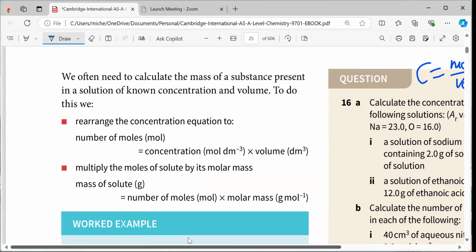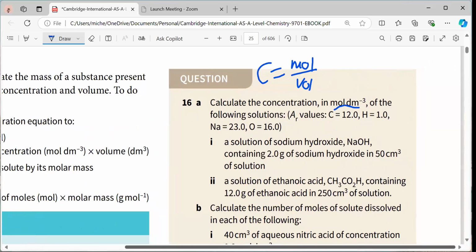So what's the concentration? First of all, we need to find the Mr first, the molar mass. So Mr of NaOH. Sodium is 23, plus 16 for oxygen, and plus 1 for hydrogen. So that will be equal to 40.